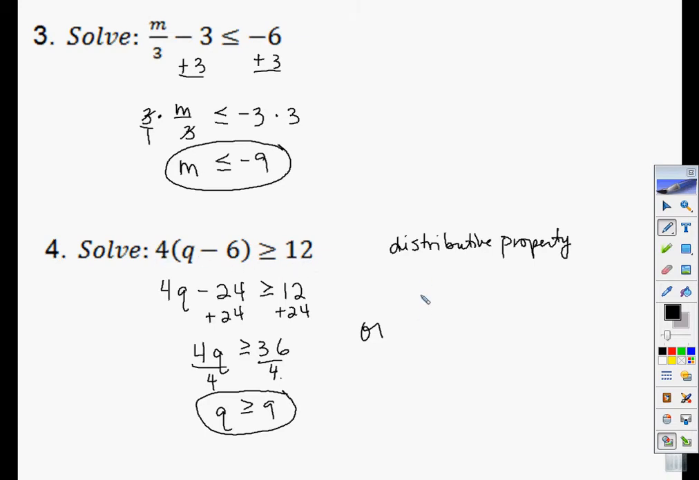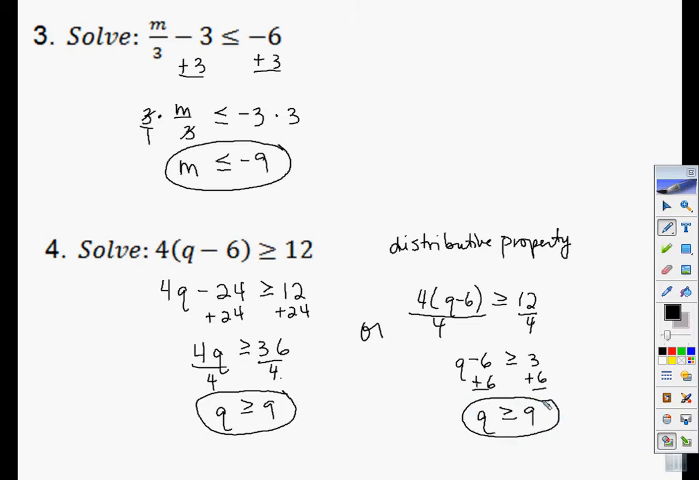So if I looked at this a little differently, what I could do is divide both sides by 4 first. The 4's would cancel, giving me q minus 6 is greater than or equal to 3. Then I would add 6 to both sides, giving me q is greater than or equal to 9. Same solution, so just showing you that as long as you follow the proper rules, there may be more than one way to solve an inequality.